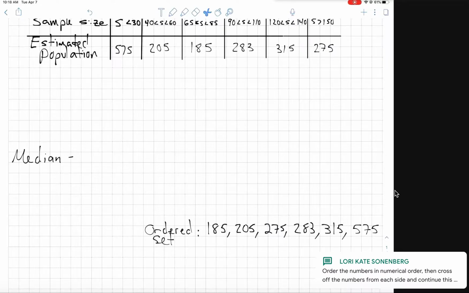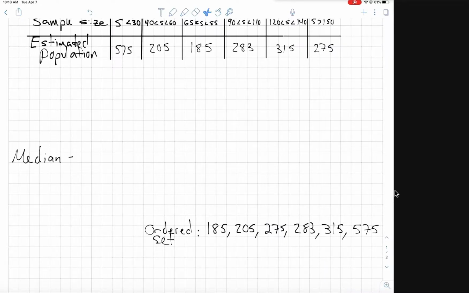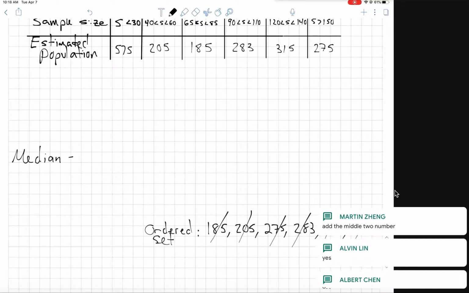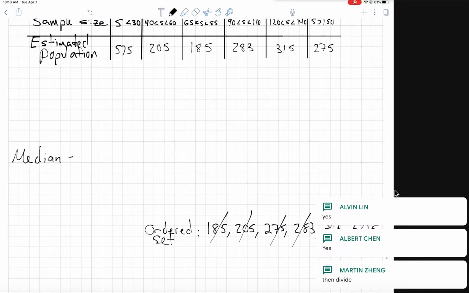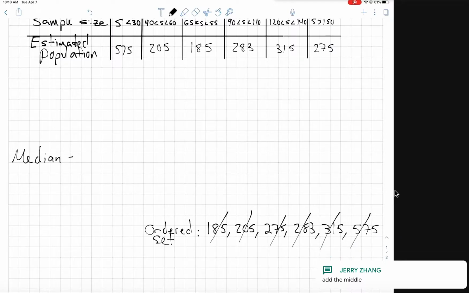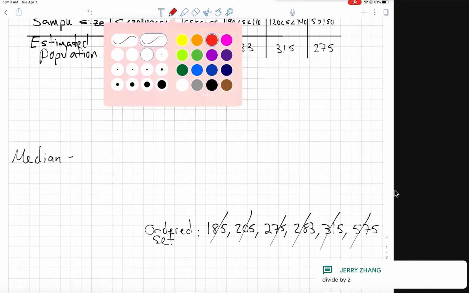So Lori's saying cross off the numbers from each side and continue this until we get to the middle. What just happened? I see, then divide. What do you mean then divide? Add the middle? I'm not really sure. What do you mean by add the middle? You guys can also turn your mics on if that's helpful.